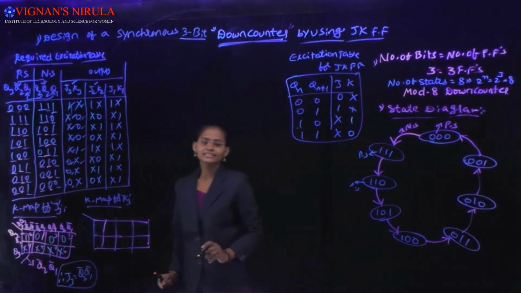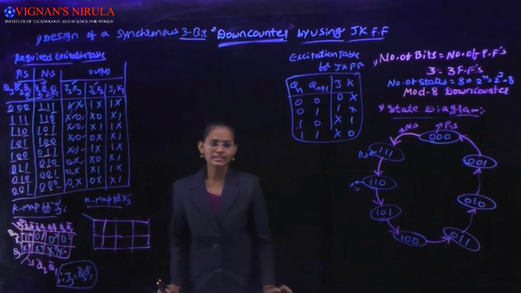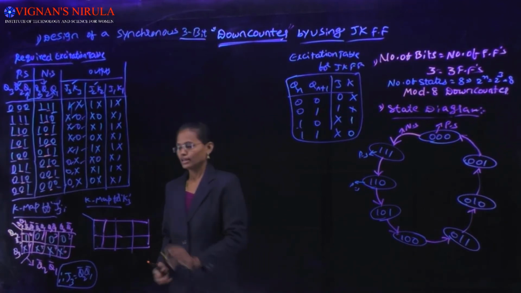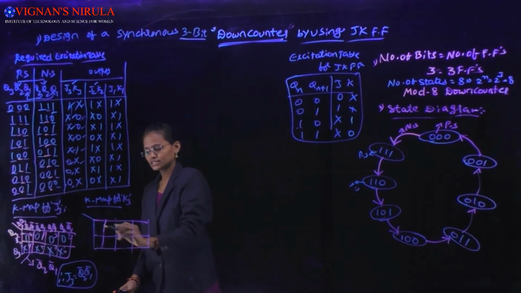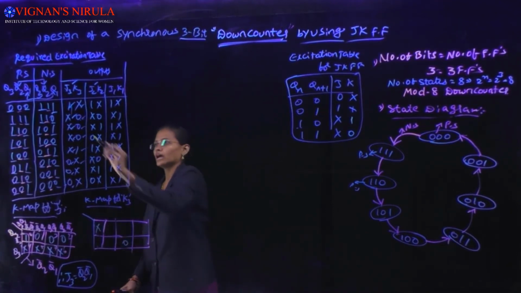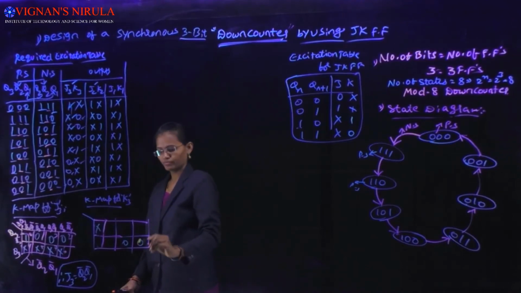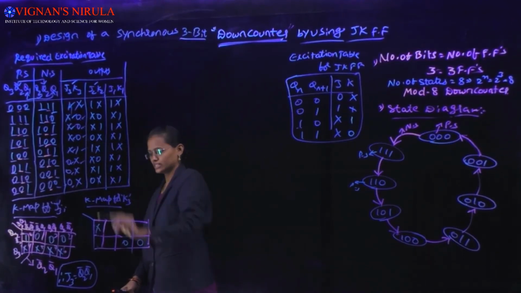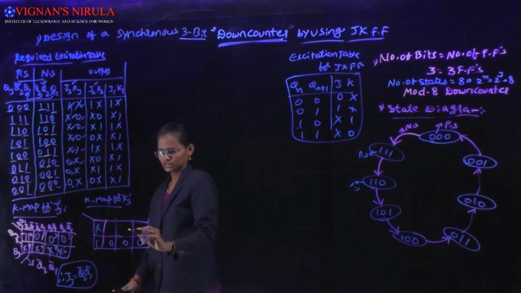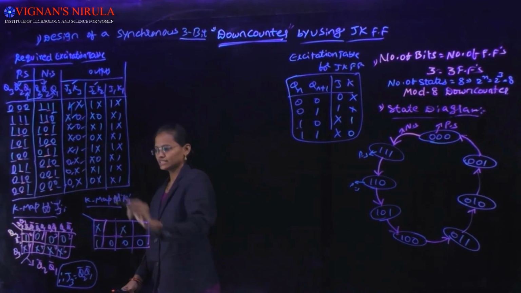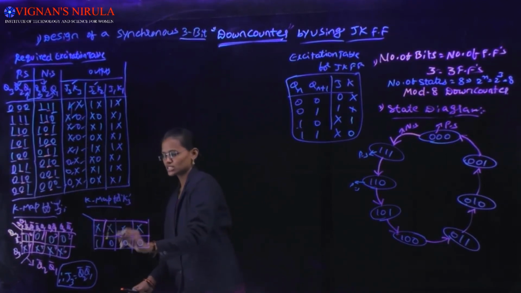Okay, and next K-map for K3. K3 outputs. Here 0 cell is X and 7th cell is 0 and 6th cell is 0, 5th cell is 0, 4th cell is 1, 3rd cell is X, 2nd cell is X and first cell is X.